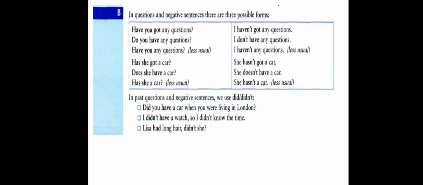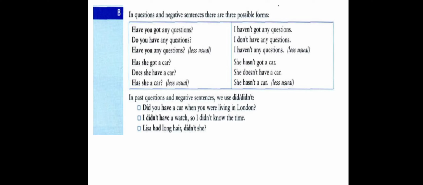The second example, if we think of has as a main verb, the sentence becomes like this: she has a car, and to make it negative, we use does plus not, and the verb goes back to its original form, have. So it becomes like this: she doesn't have a car.